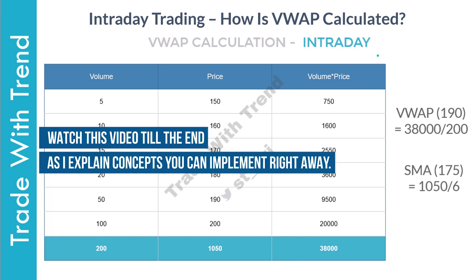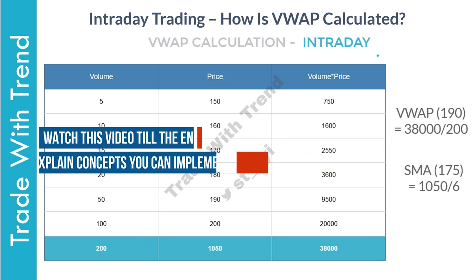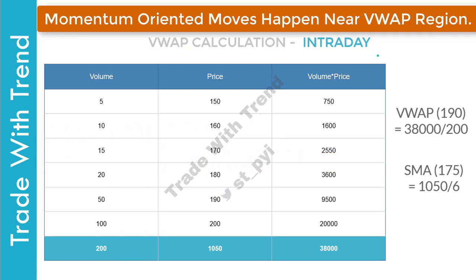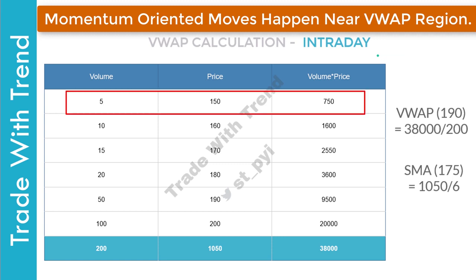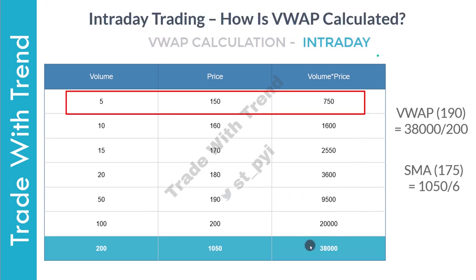As an intraday trader, think of VWAP as a neutral region. You will observe quite often that momentum-oriented price moves begin from this precise region. Let us now understand how VWAP is calculated. Under VWAP, price is multiplied by corresponding volume. We then add this column and divide it by total volume for the day.